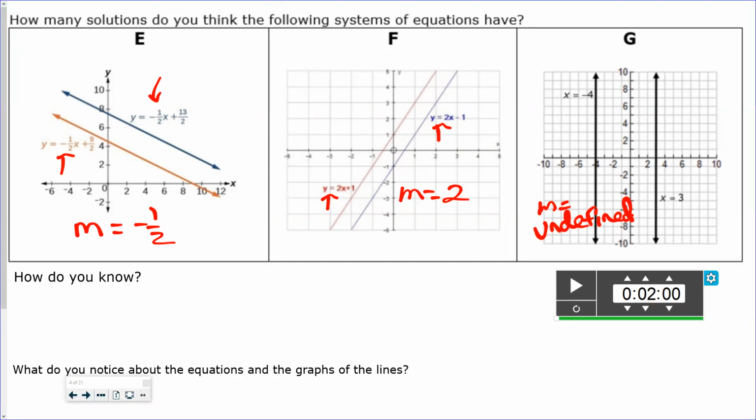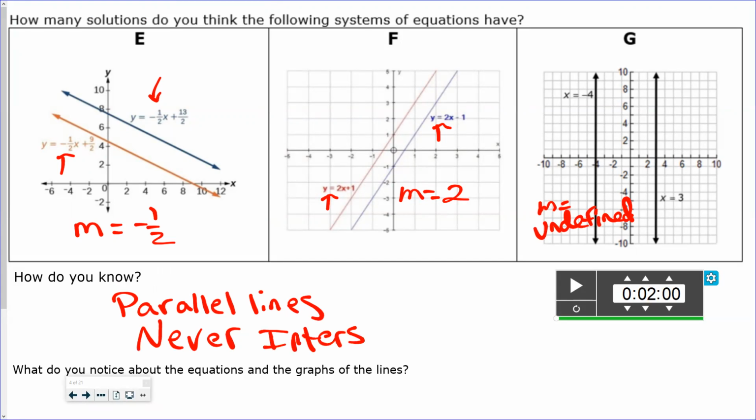And what do we call those lines? Parallel lines. Might help if I spelled that right. Parallel lines never intersect. Okay? So with all of these, you want to go ahead and write down from this slide that you're going to have no solution for these graphs. So I would make a sketch of one of the graphs and write down no solution because we have parallel lines. Parallel lines never intersect.